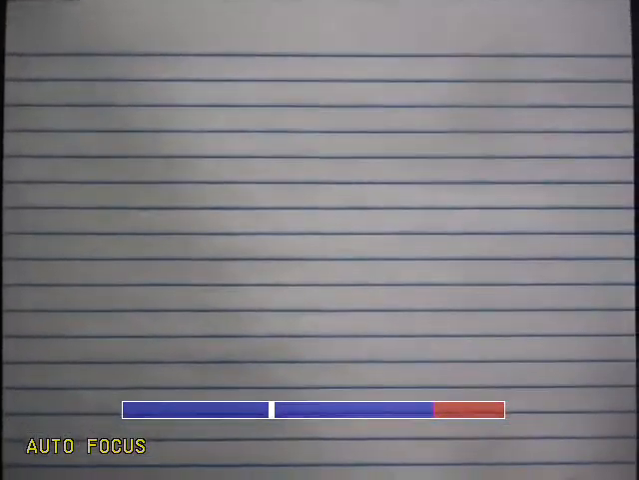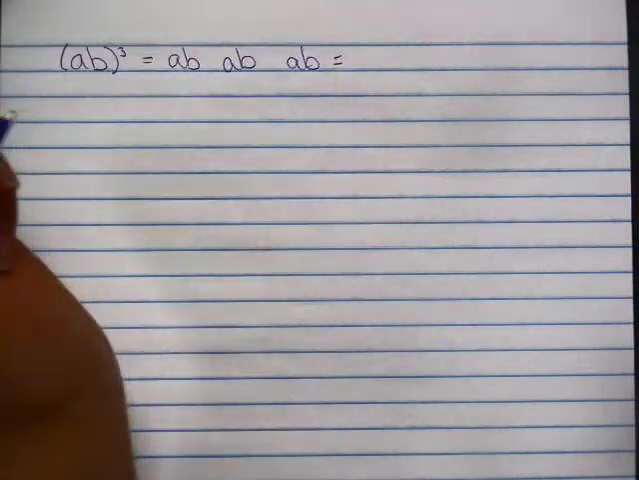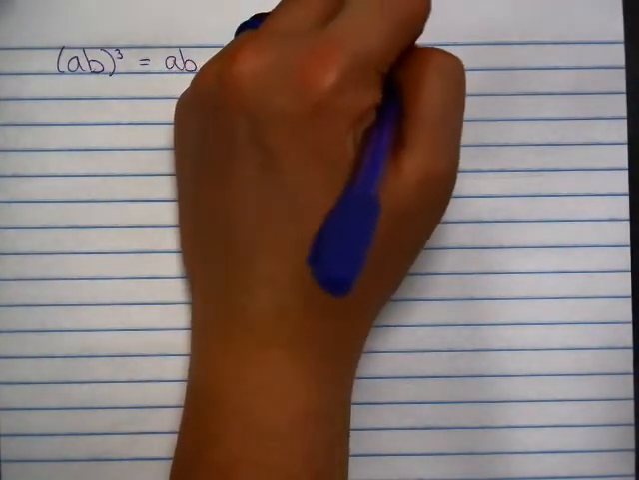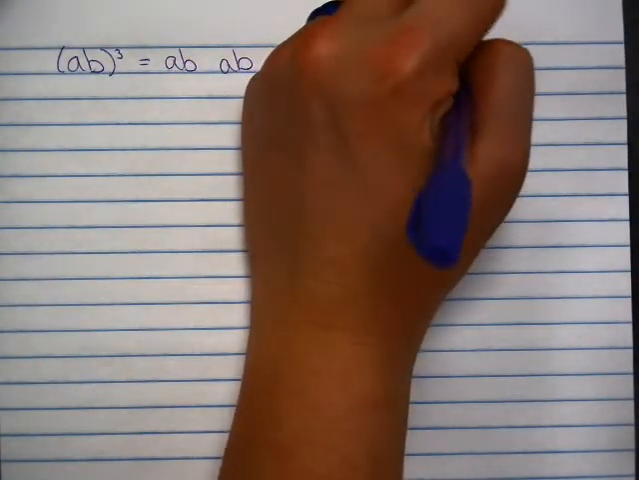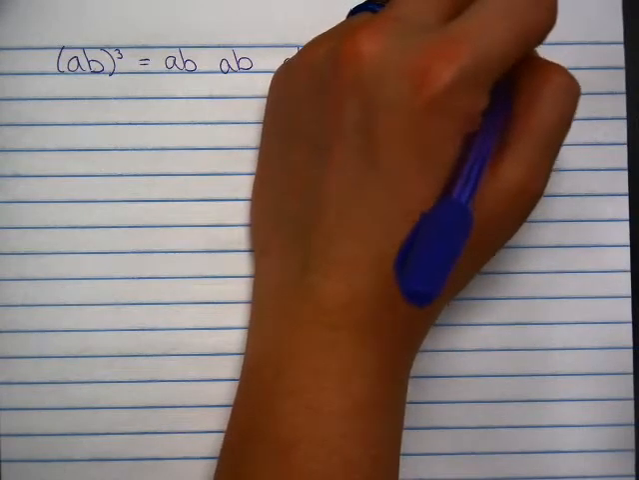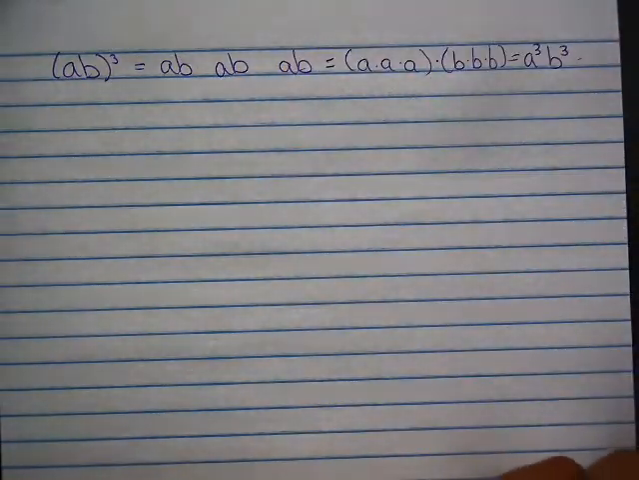So let's go to page 3. Let's zoom out again. And we're good to go. So I have (AB) cubed. I could write that as AB times AB times AB. And then if I wanted to, I could group it: A times A times A times B times B times B. So I get A 1, 2, 3, B 1, 2, 3. So I get that answer.